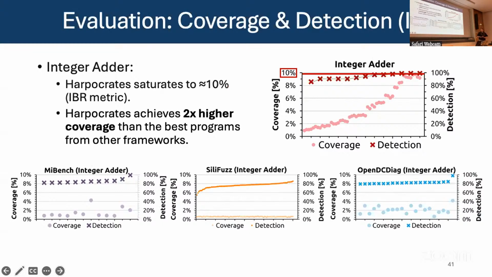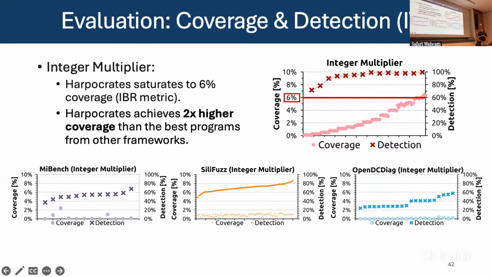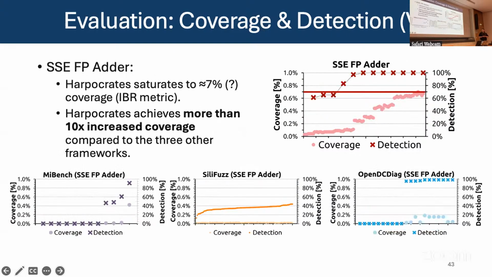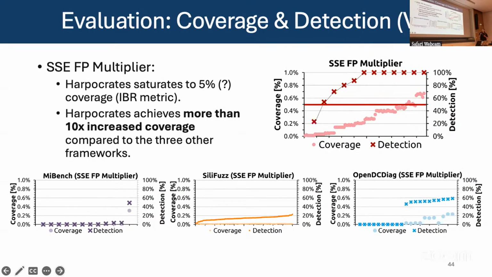And now moving on to the integer adder. Here, Harpocrates saturates at 10%, and therefore it achieves twice the coverage of other frameworks. For the multiplier, similarly, it saturates at 6%, and again, it achieves twice the coverage compared to other frameworks. For the SSE FP adder, it saturates at 7% coverage, and it achieves more than 10 times increased coverage. And similarly, for the multiplier, it saturates at 5% coverage, and again, it achieves 10 times greater coverage.